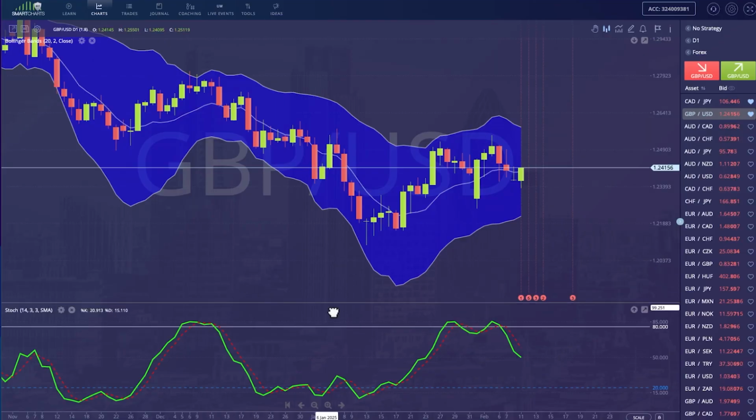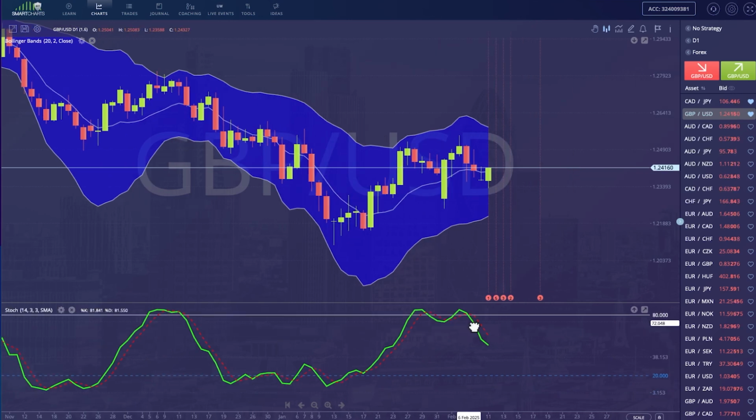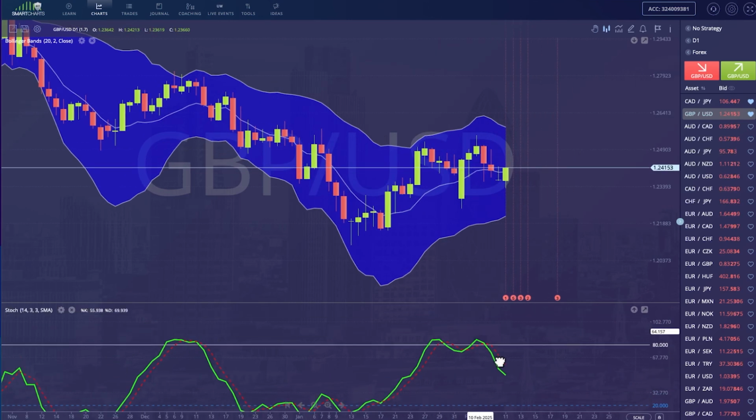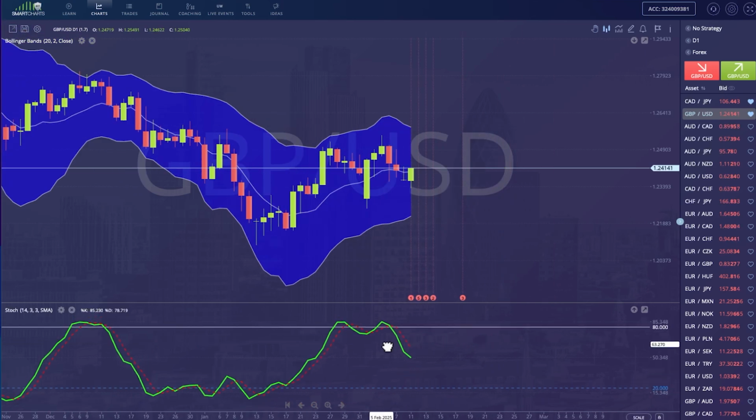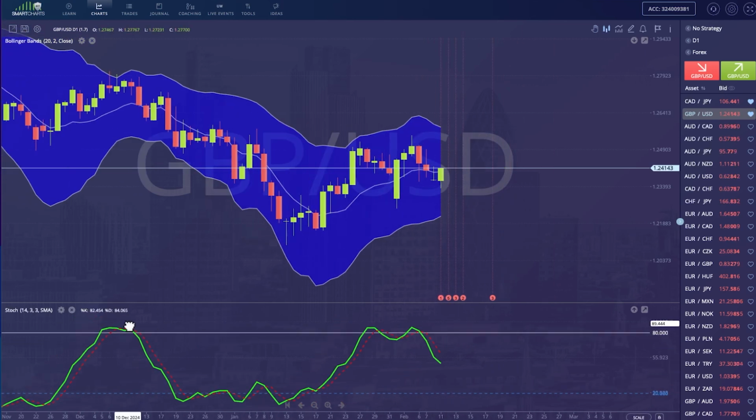So how it simply works is you want to look at where the market is overbought and oversold. So the stochastic has an 80 level here and a 20. If the market goes above 80, as we can see here, that means the market is overbought, which means selling could be coming next. And if the market is below the 20, that means the market is oversold, which means buying could be happening next.